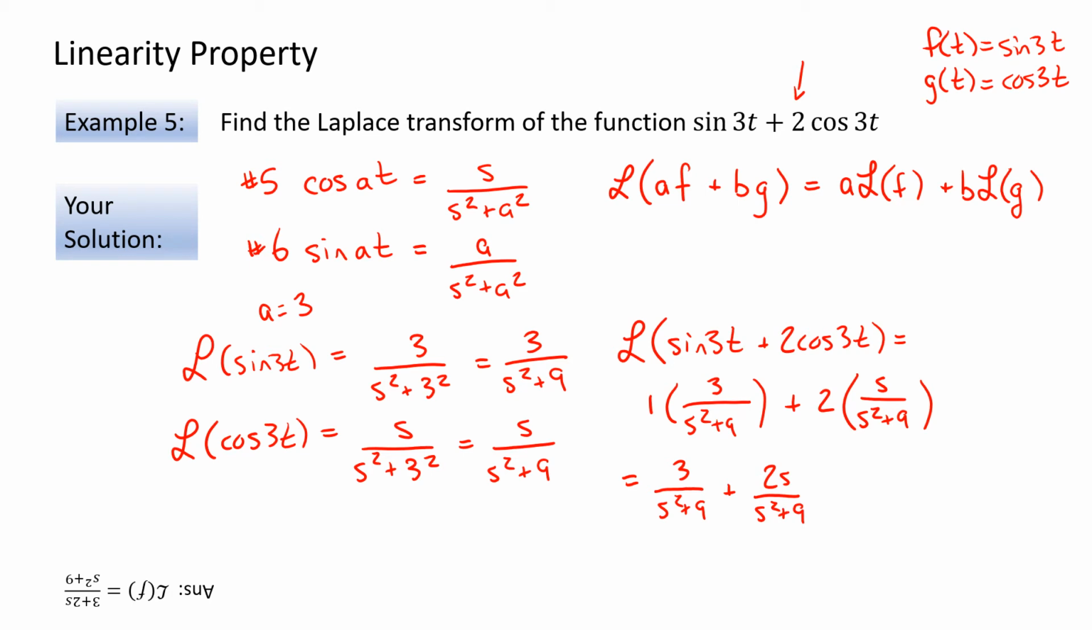Now you could leave it like that with two separate transforms, or you'll see that they have the same denominator, in this case s squared plus 9. So you can simply add them together, and you get 3 plus 2s divided by s squared plus 9. Okay, so that is the benefit of using the linearity property.